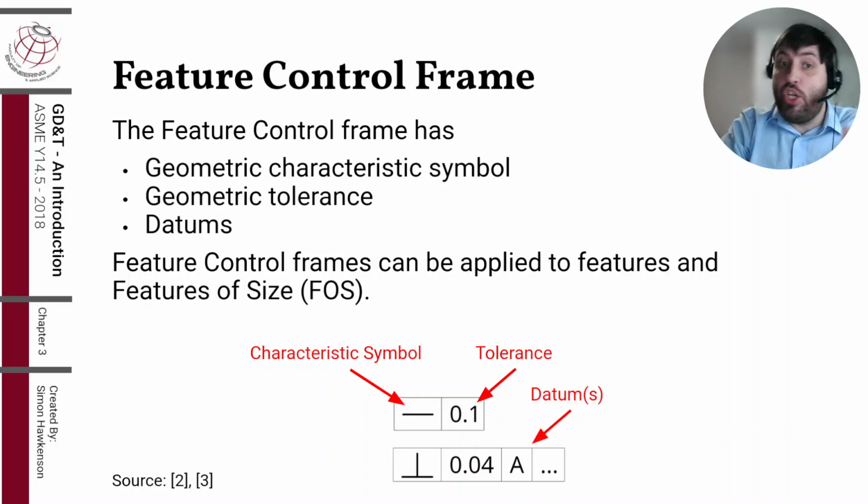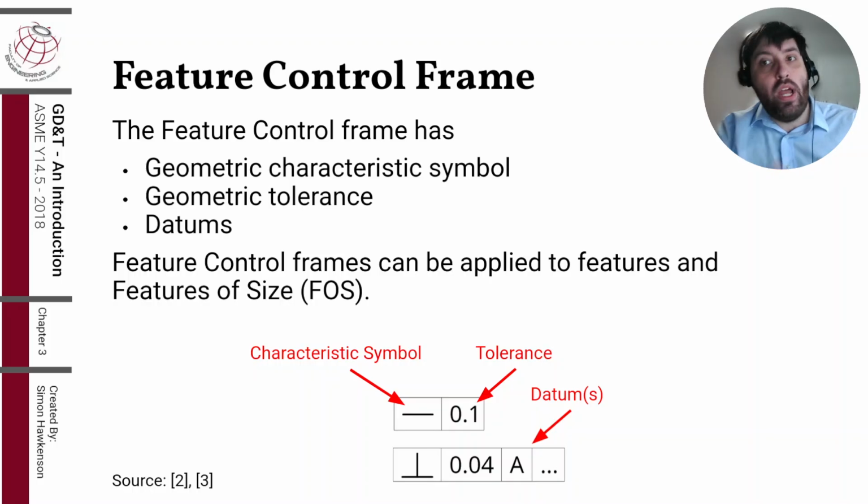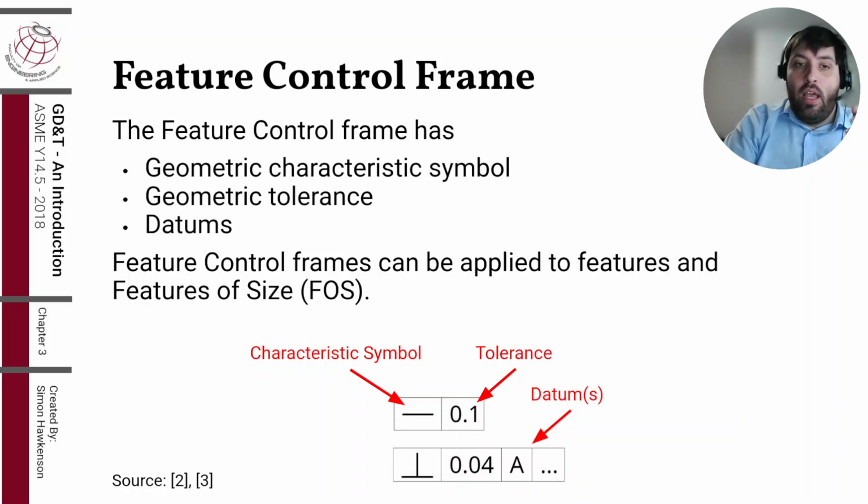The first one is the geometric characteristic symbol. So what geometric tolerance do you want to apply? Those are from the list that I introduced in the first video. The second is the tolerance value. It's the value that controls the geometric tolerance. So how much do you want to control that tolerance?